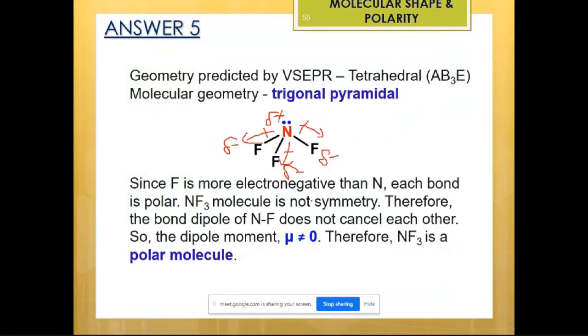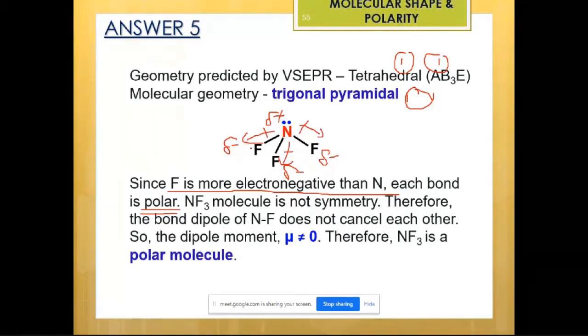Okay, lepas you buat Lewis structure ni, buat macam ni, you kena beritahu. Ini point number 1. Geometry prediction tetrahedral. So class dia AB3E1. Kemudian bentuk dia trigonal pyramidal. Ini dari molecular geometry. So first beritahu more electronegative. Jadi bond dia memang polar. Lepas tu, ni bond polar masuk ke NF3 polar. Dia bukan cakap molekul. N positif, F partially negative.